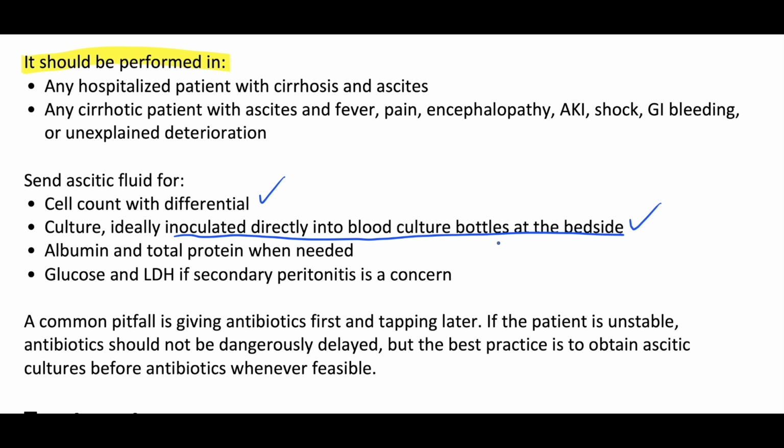And then the other things you can consider sending would be based on the clinical context, right? Is this new ascites where you got to work up what the ascites is coming from? You might be calculating a SAAG, or you're worried about secondary peritonitis where you want to send a glucose and an LDH to help you risk stratify. But the minimum tests, if you're really like, oh, this is a known cirrhotic with known ascites, I'm not worried about secondary peritonitis, cell count with differential and culture would be the minimal test to send.